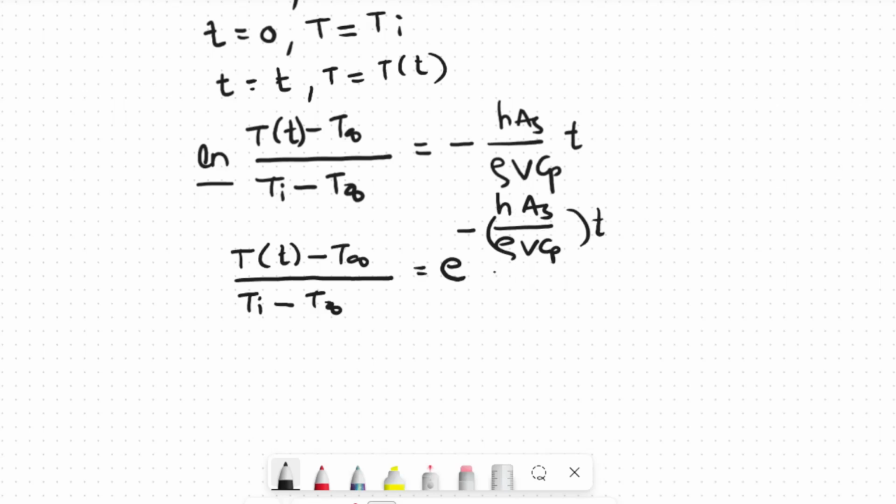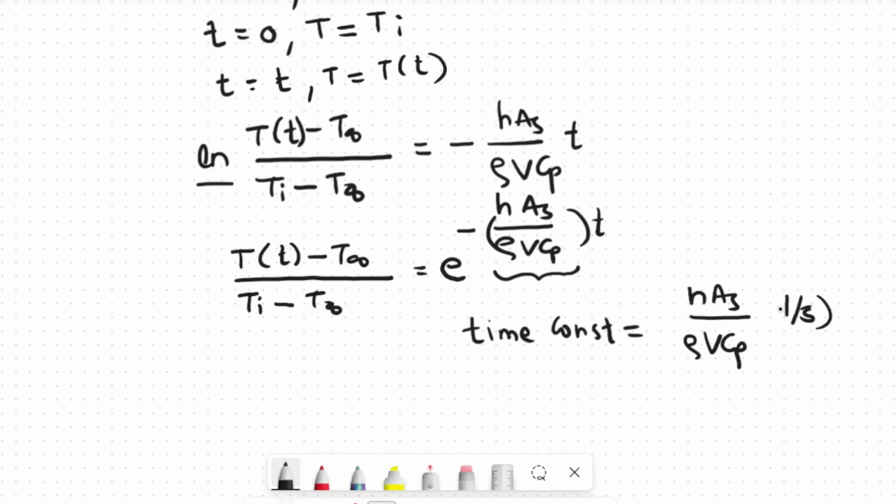where this term is called the time constant. So we say that this time constant is equal to h As upon rho V Cp, and the unit is 1 upon second.